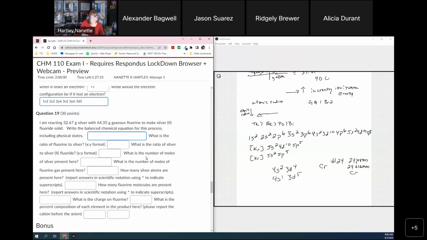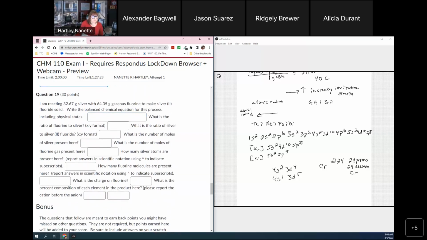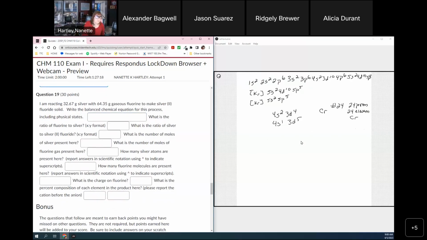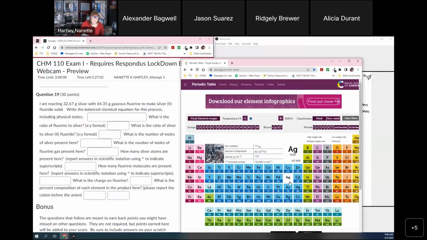All right. On question 19, I'm reacting 32.67 grams of silver with 64.35 grams gaseous fluorine to make silver 2 fluoride solid. Write the balanced chemical equation for this process. All right. So if I look at silver, silver is here. He's Ag. He's one of those guys in the middle, so I don't know what his charge is going to be.